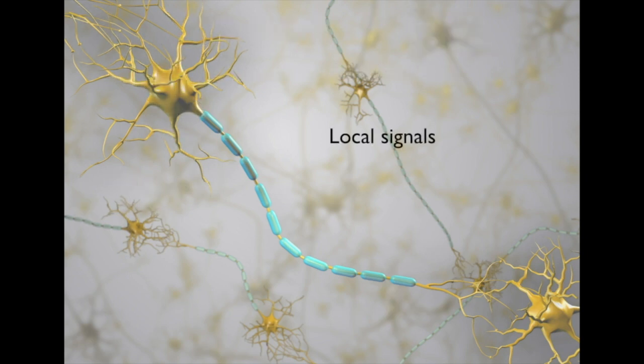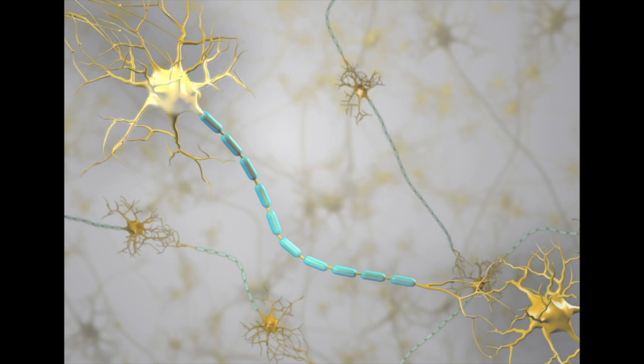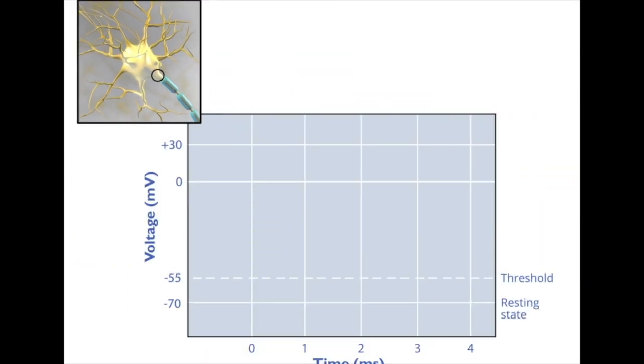These local signals, also called graded potentials, are very different from action potentials in that they are short-lived and their magnitude decreases with distance. However, when their magnitude is great enough, they produce currents that spread all the way to the initial segment.